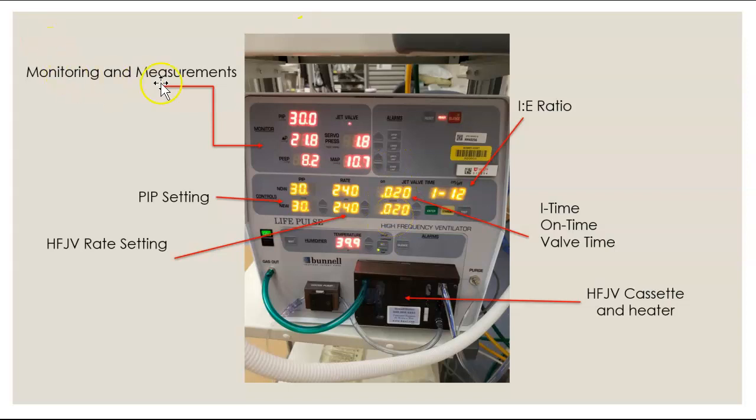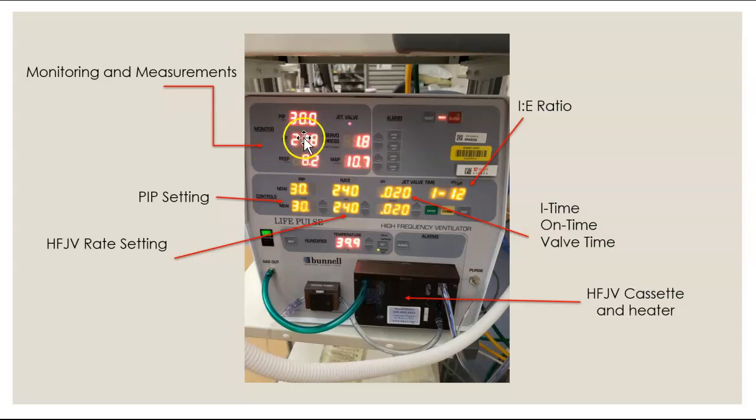Up here, we can see the monitoring and measurements: our measured PIP. Sometimes it will be a little bit lower. It doesn't always match up perfectly, 30-30, so there will be some variability depending on what's going on with your baby. Our PEEP that is being measured and coming back for reading will also be a little bit lower than what you have set, but it's good to note it in case there are any complications that can happen. We use the PEEP to manage our mean airway pressure. Remember, our mean airway pressure is our tried and true go-to friend for oxygenation.